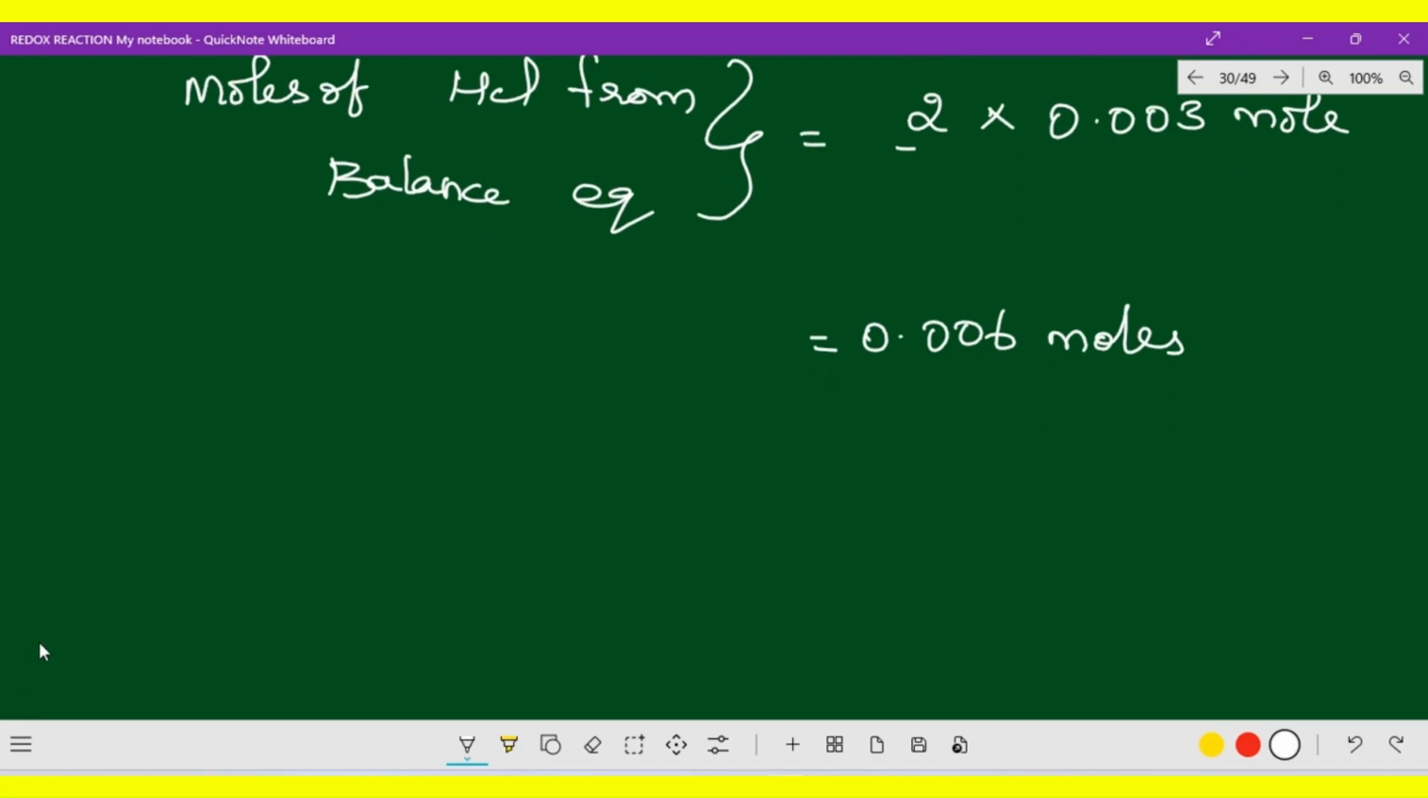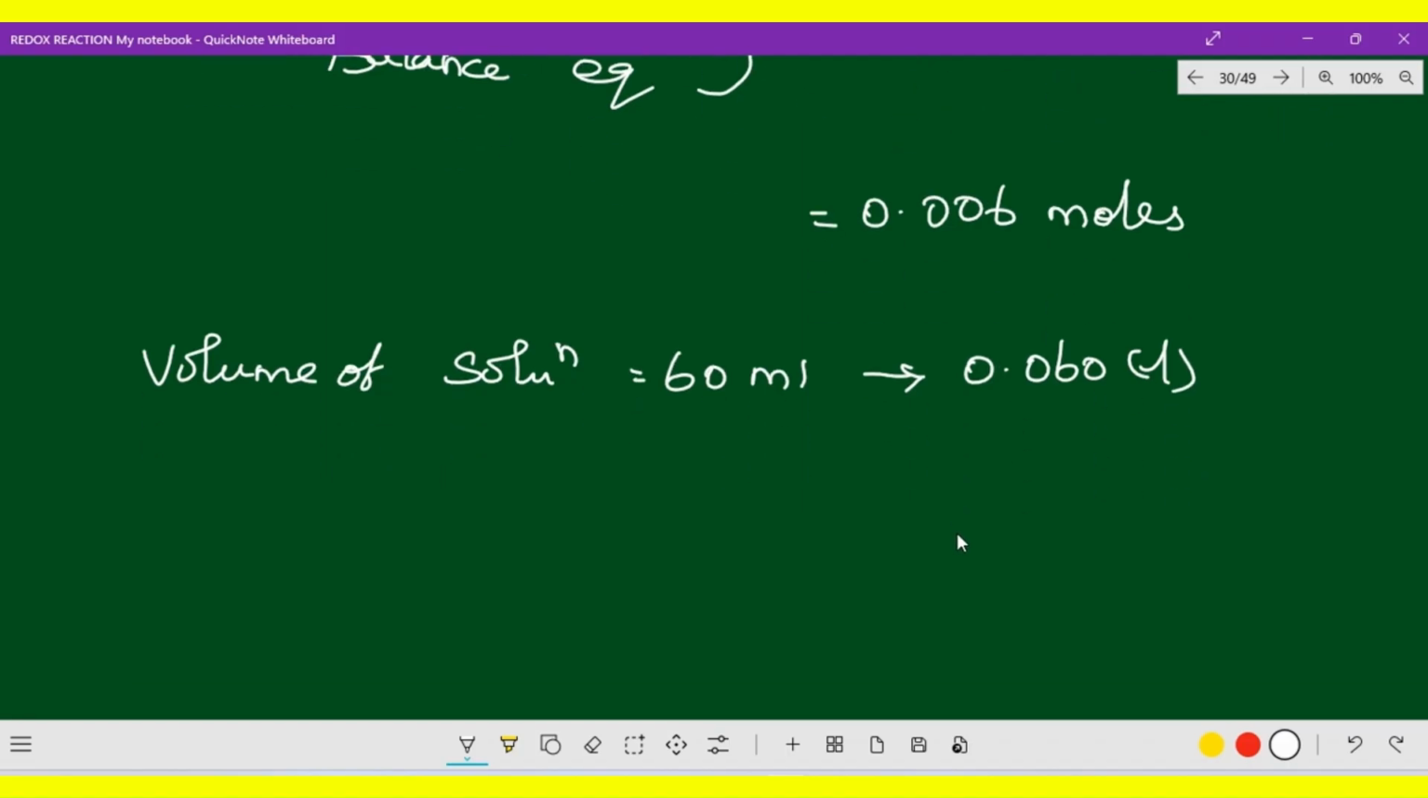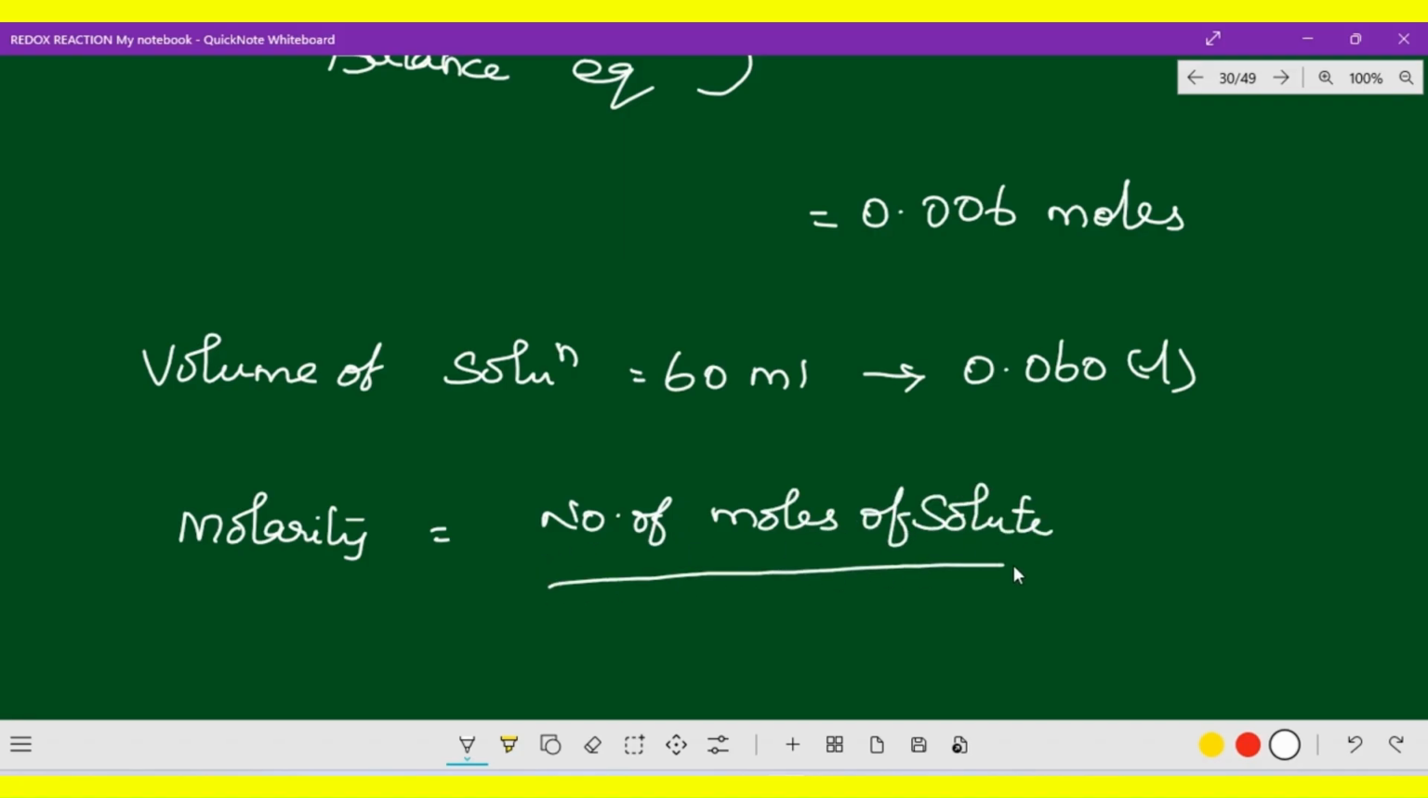So volume of the solution in the question, how much have they given? 60 ml. To find that end point they added methyl orange. So the volume of solution is 60 ml. You just convert to liter, 0.060 liter. Now molarity is the number of moles of solute divided by volume of solution in liter.